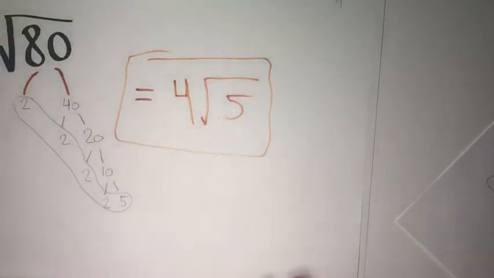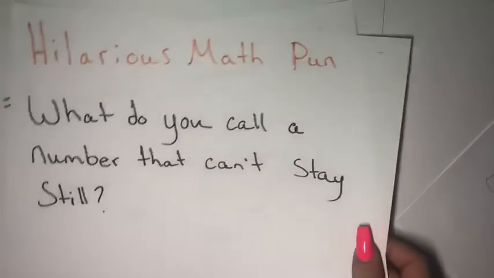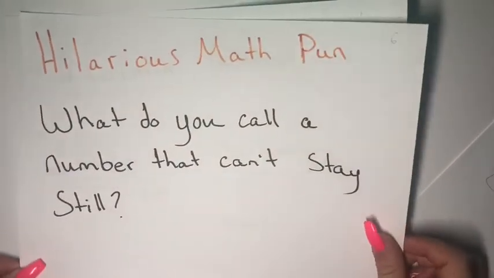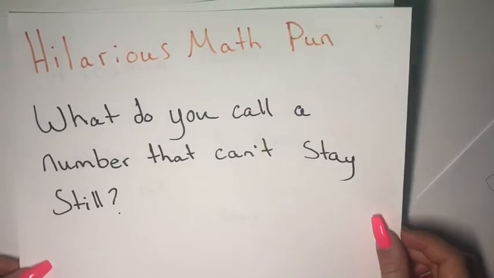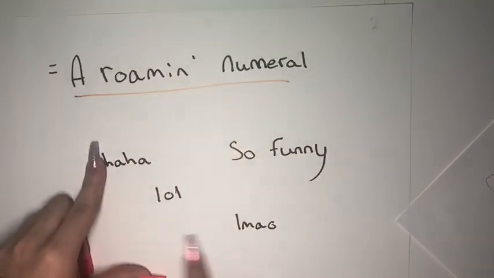And then Mr. Kramer suggested that we end our math videos with a hilarious math pun. So, what do you call a number that can't stay still? A Roman numeral. Lol, so funny.